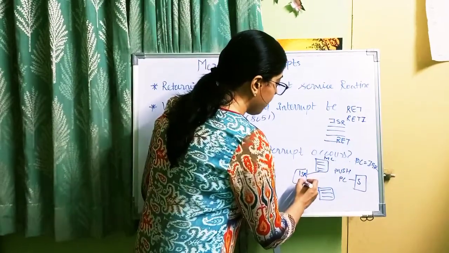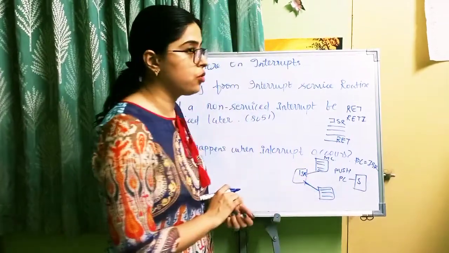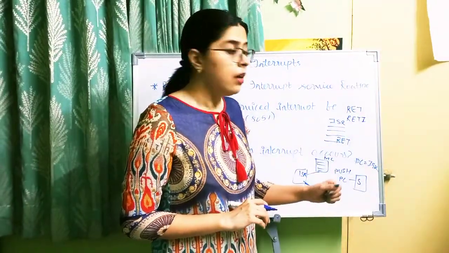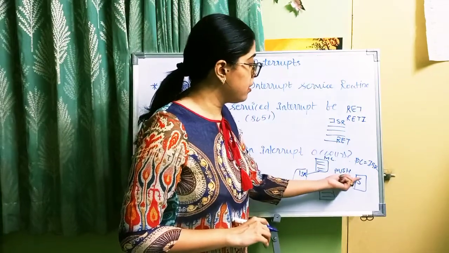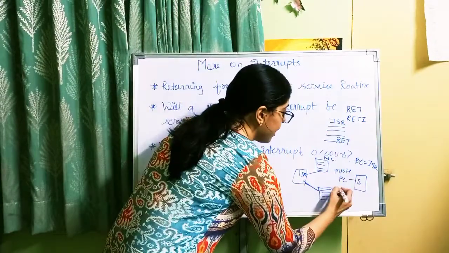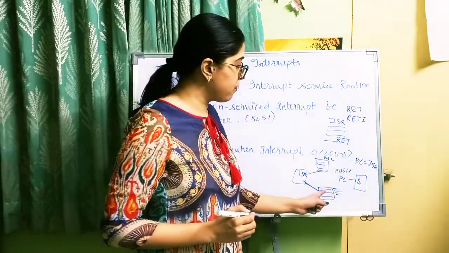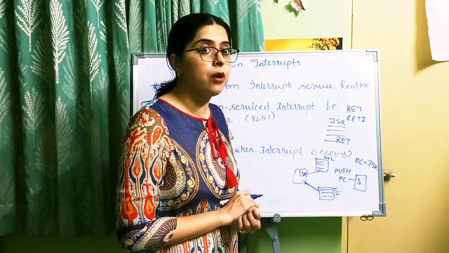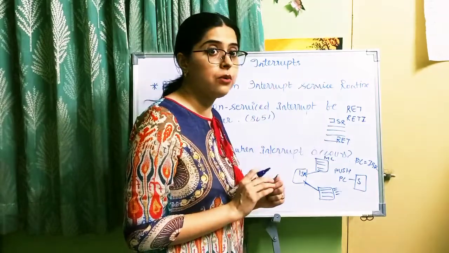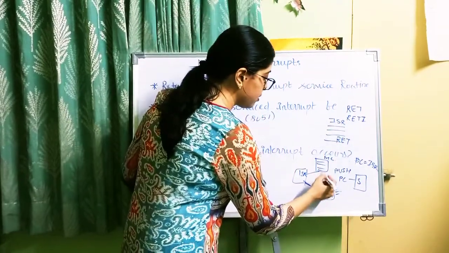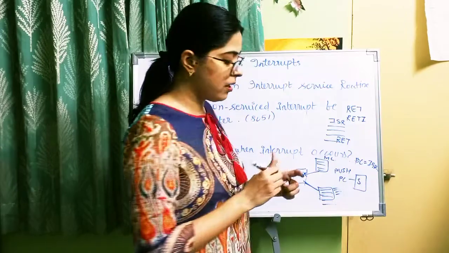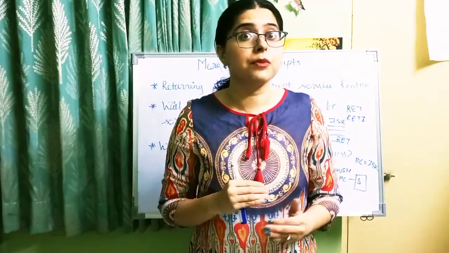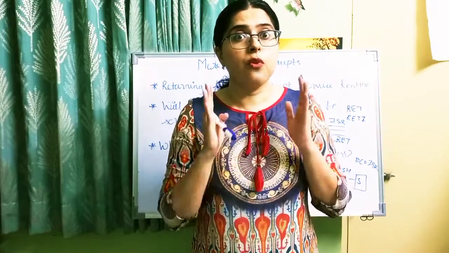When it comes back from the ISR to resume the execution, the contents of the stack are popped. Now see, the stack is having the address of the next instruction. The address of the next instruction is present in the stack, and that content is popped out from the stack and stored in the program counter, and the program counter resumes the execution of the remaining main code. Okay, so in this way an interrupt occurs. Now what are those steps? When an interrupt occurs, what exactly happens?